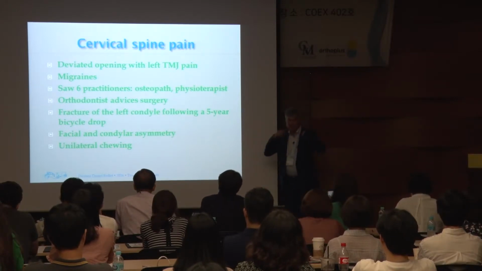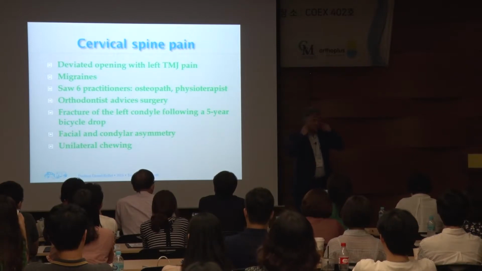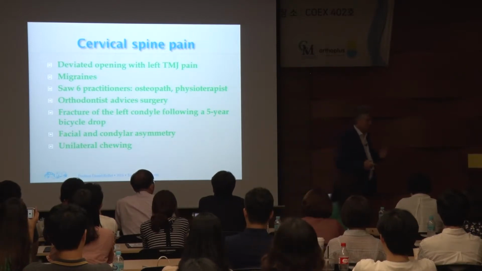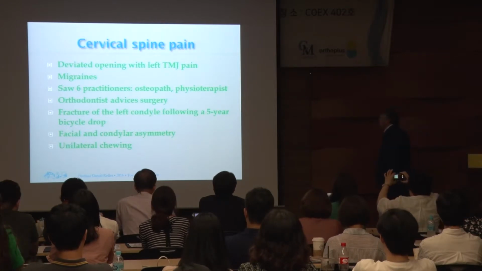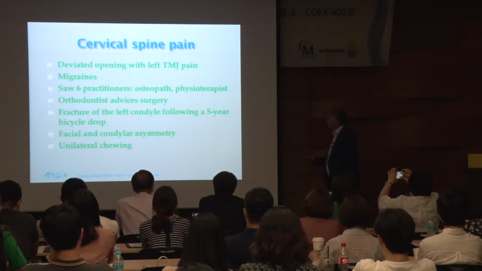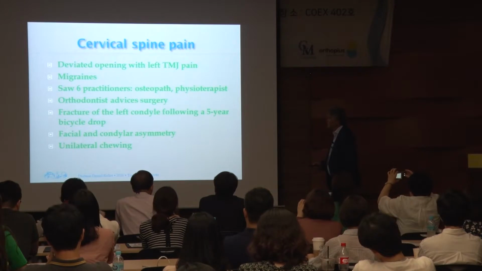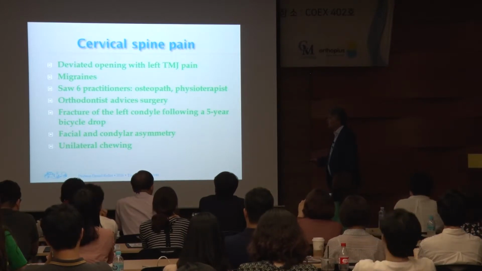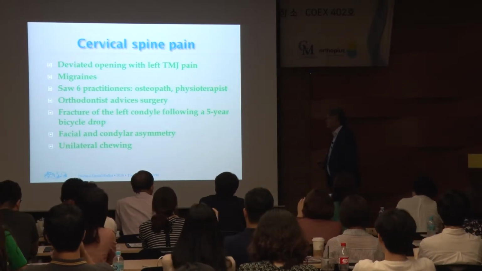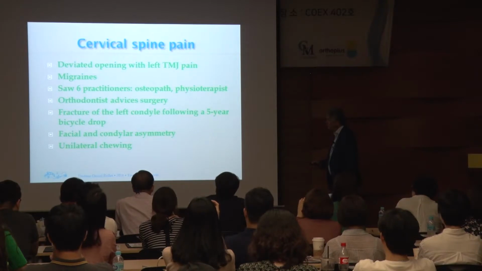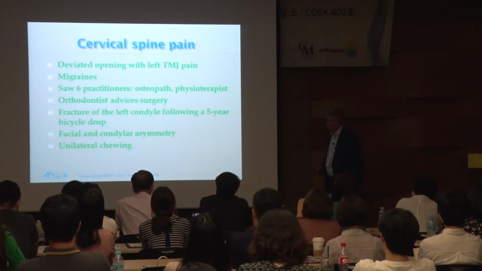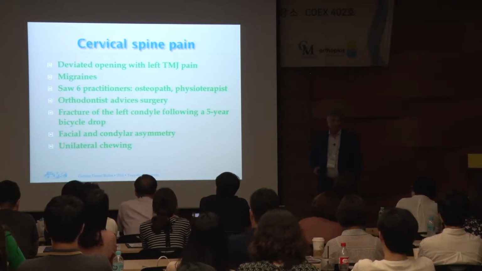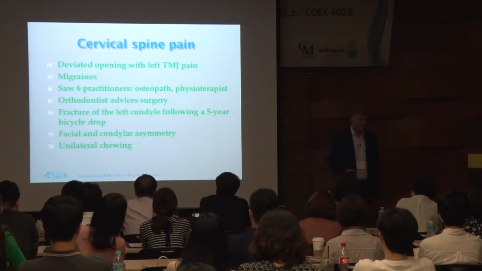She has pain everywhere: head, TMJ, and spine. She has headache, joint pain, even neck pain. She has migraine. The orthodontist said, oh, you have to go to the surgeon, the TMJ needs surgery. She had a fracture on the left condyle following a fall at 5 years old. At age 5 she fell and fractured the condyle of the jaw joint.